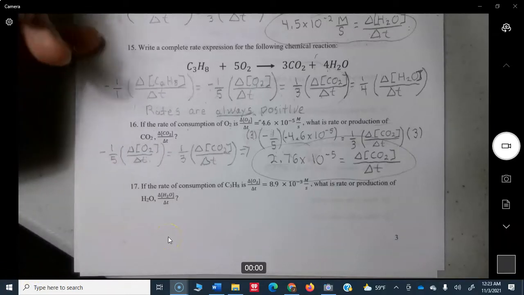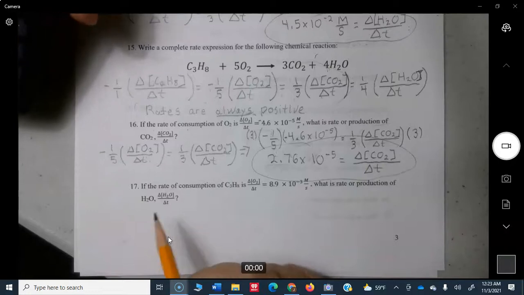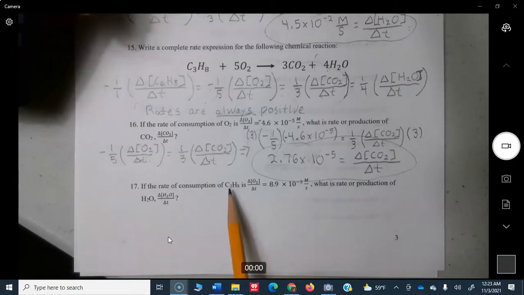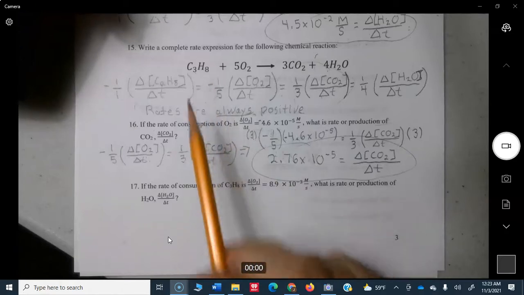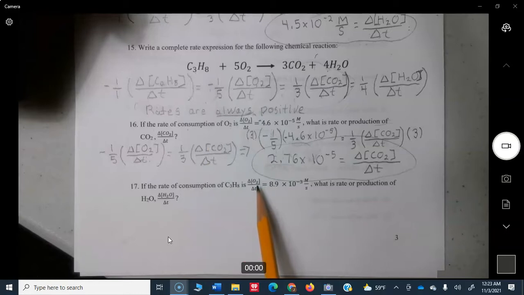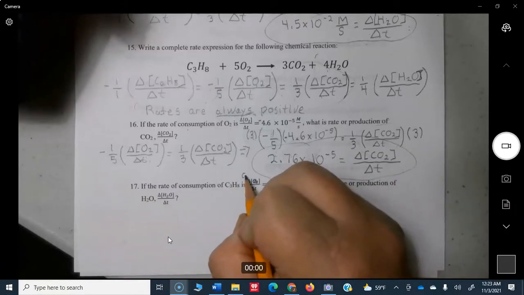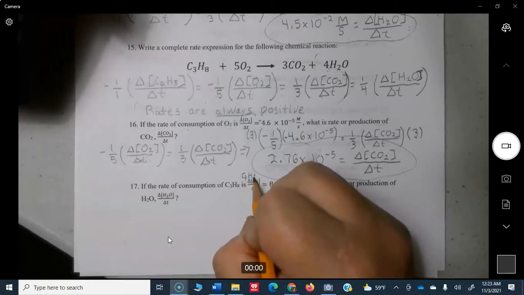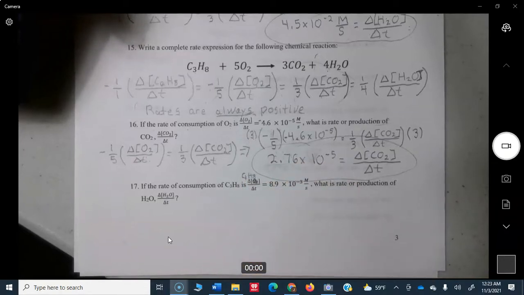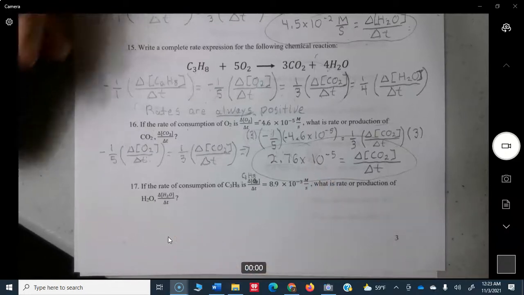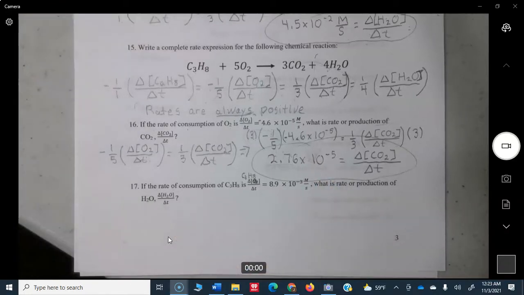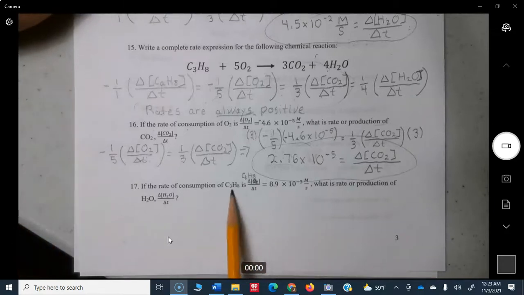Let's go ahead and do 17 together. So now it's the propane, and that's being consumed. It's on the reactant side, and that's an error. No one asked me about that, and I should have caught it. So that O2 is going to become C3H8. What is the rate of production of H2O? If that threw you off, you had a right to be thrown off. That should have been corrected earlier.